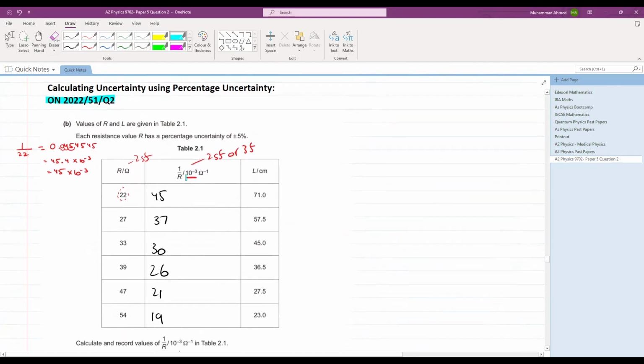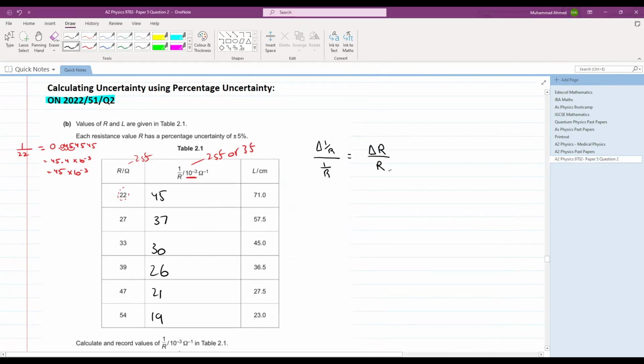You have to understand that 1 over R is what? 1 over R is a division. So in divisions, do you remember what used to happen? Absolute uncertainty of 1 over R divided by 1 over R is equal to what? Absolute uncertainty of R divided by the value of R.